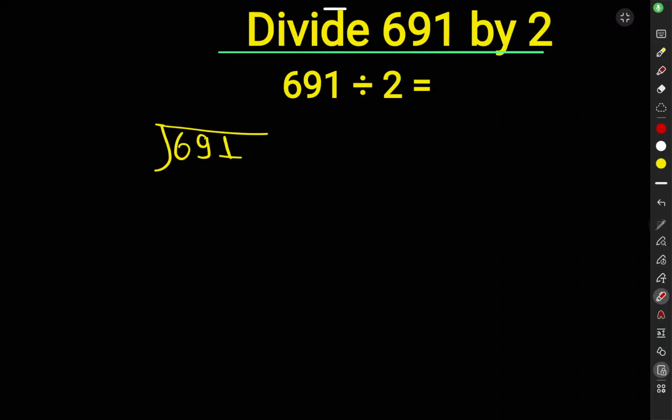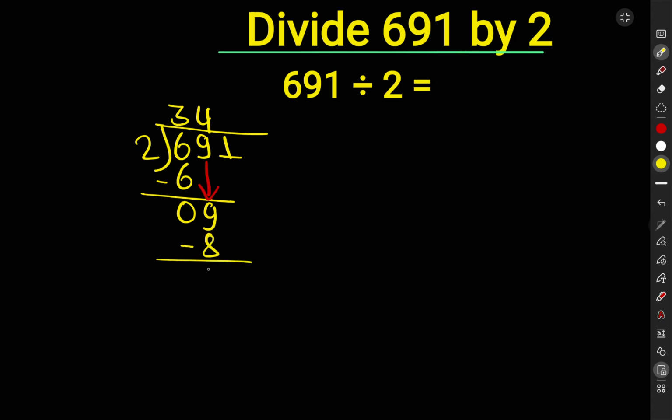We divide 691 by 2 in long division method. So 2 times 3 is 6. On subtracting we get 0. So now we put down this 9 and 2 times 4 is 8.